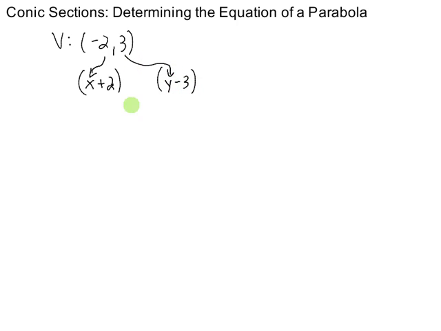So you notice that the number with the x here is the opposite of the number with the x here. This is negative, this is positive. And similarly, this is positive 3, so negative 3 goes with the y. So keep that in mind.